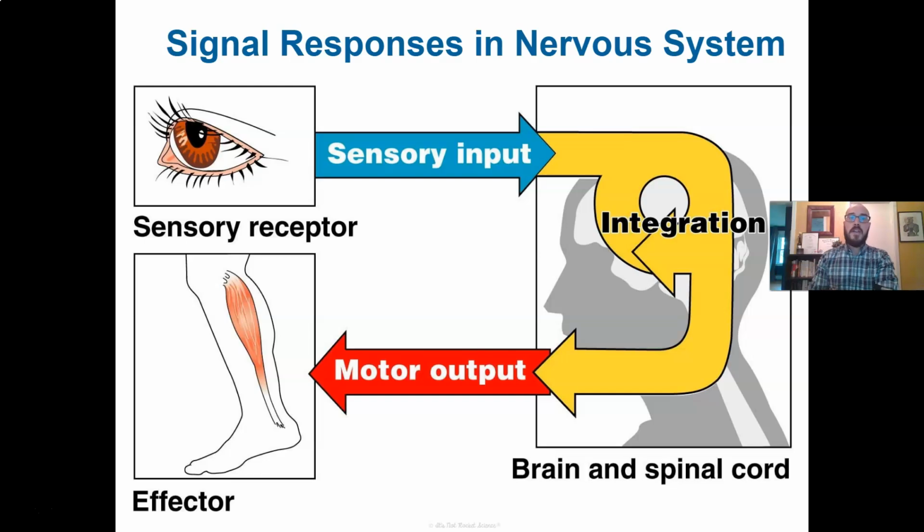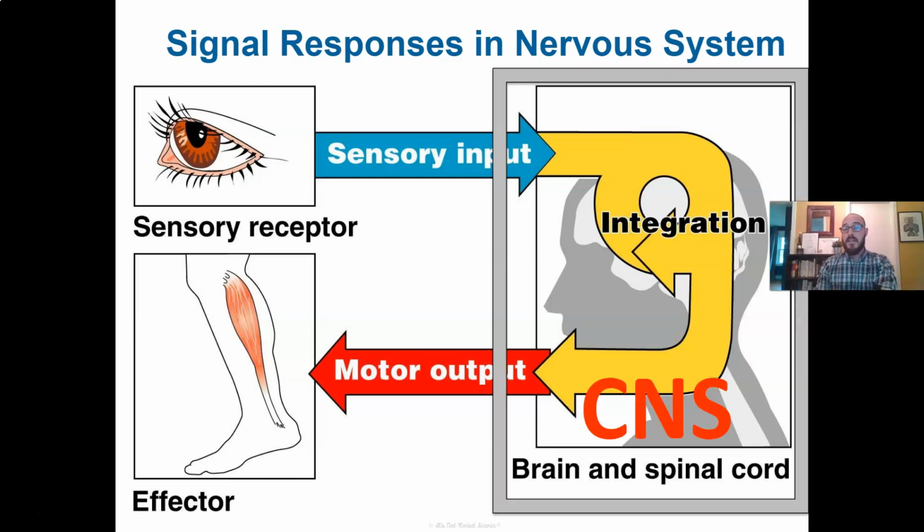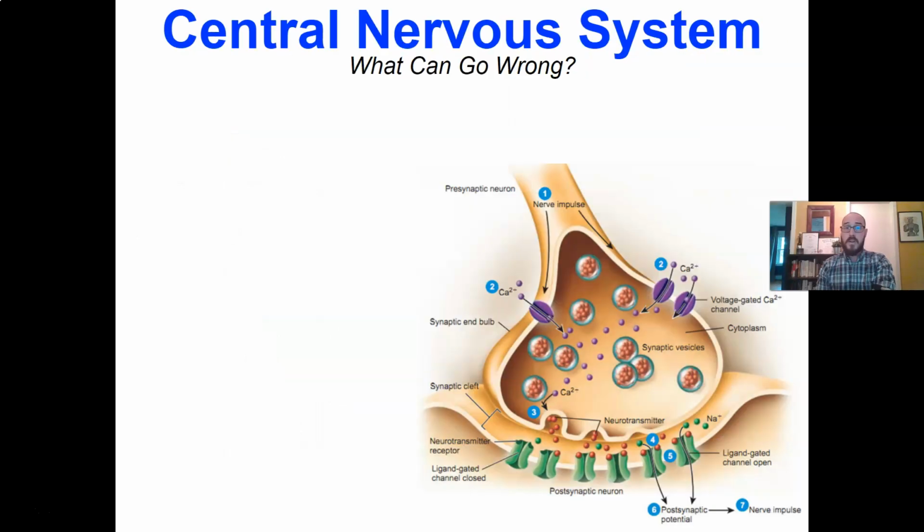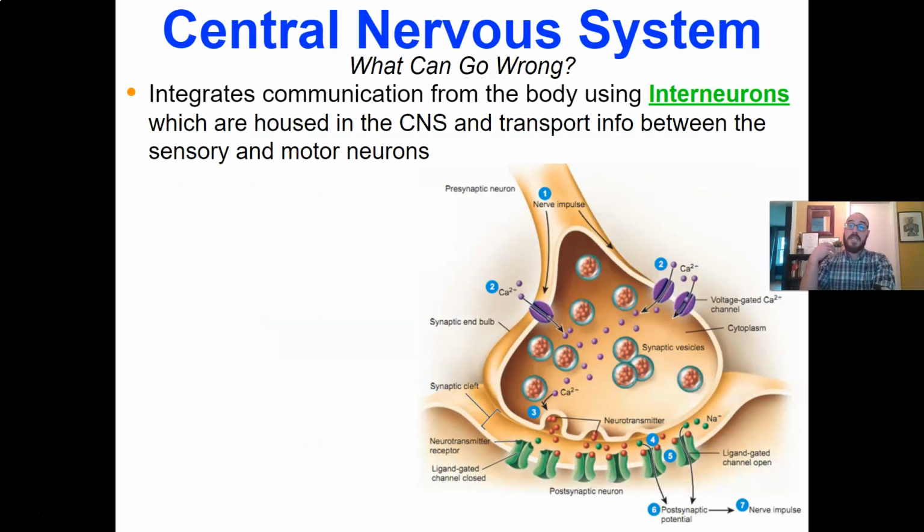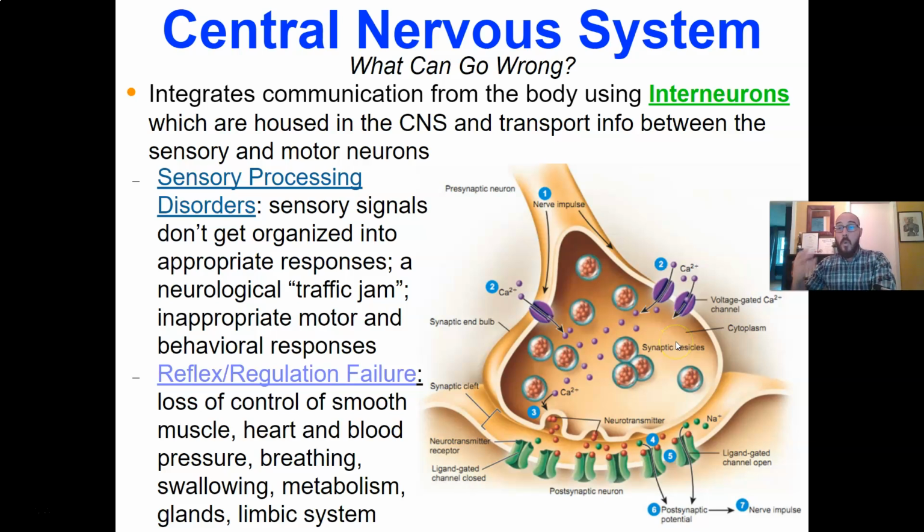Okay, so what happens if we mess up the central nervous system? Well, the central nervous system, remember, is made of these things called interneurons, and this is where you're integrating all of that information you're getting from your body. And what can go wrong if the part of your nervous system that's supposed to make sense of everything happening to your body fails? Well, you get sensory processing disorders where you have disorganized, chaotic firing of all of those neurons, and you can get a traffic jam or an inappropriate motor and behavior response.